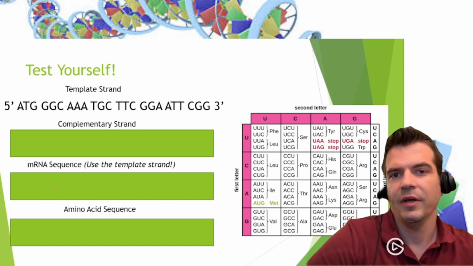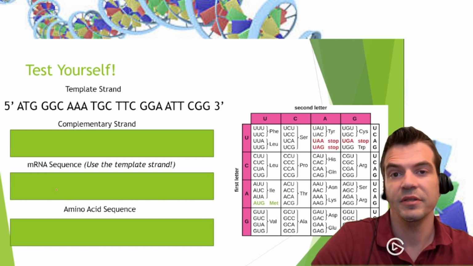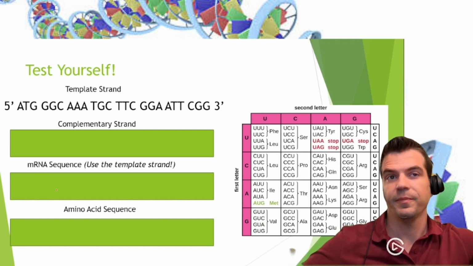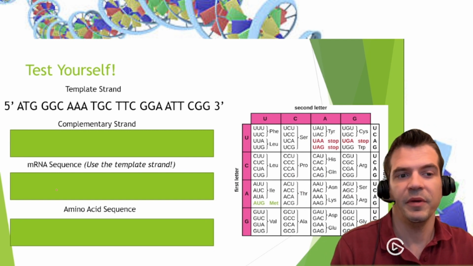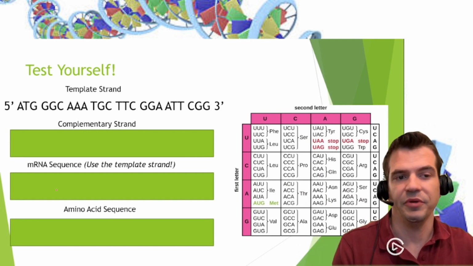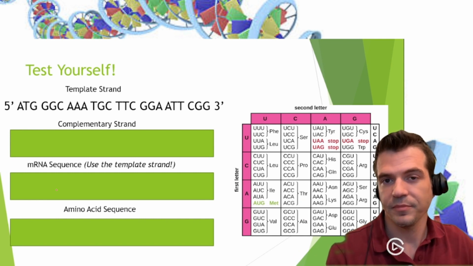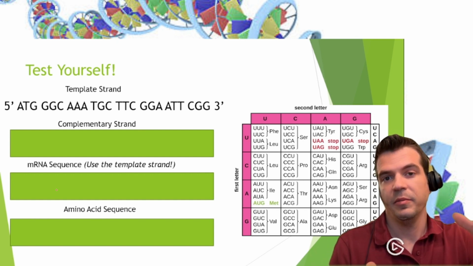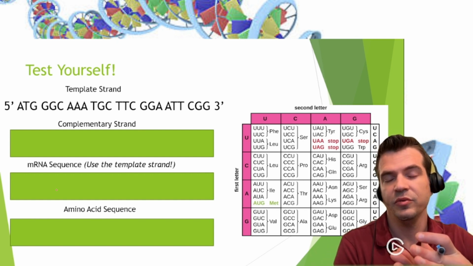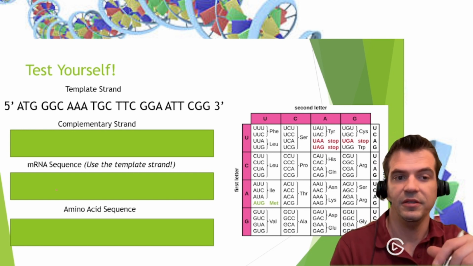Now that we know how to transcribe, we know what a complementary DNA sequence is, and we know how to translate, we can put it all together. All right, so let's get into it. When we pair the complementary strand with the template strand, we just want to pair up the thymines and adenines and the cytosines and guanines, according to Chargaff's rules: A's and T's, G's and C's. And it's just that simple.